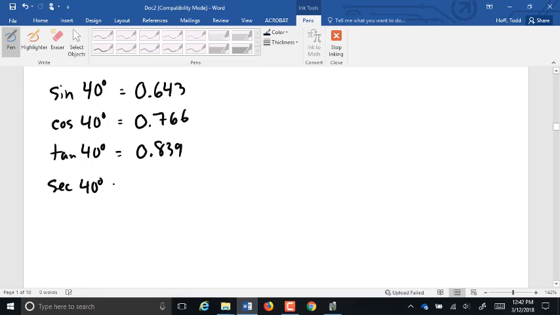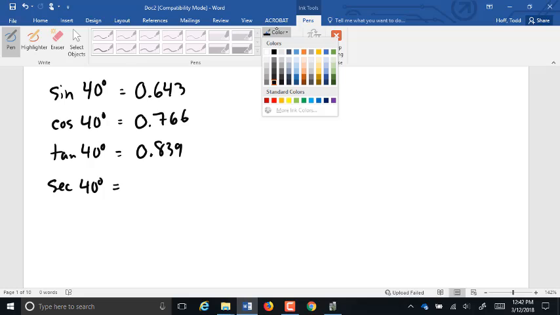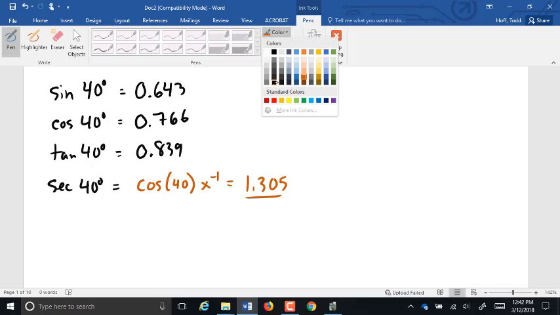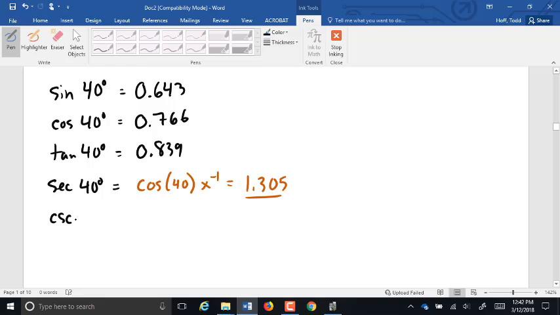Okay, how about secant of 40 degrees. You guys remember how to do secant? What function do you use? Perfect. It's cosine 40, you close the parentheses, and then the x negative 1, which is what? 1.305. Perfect.